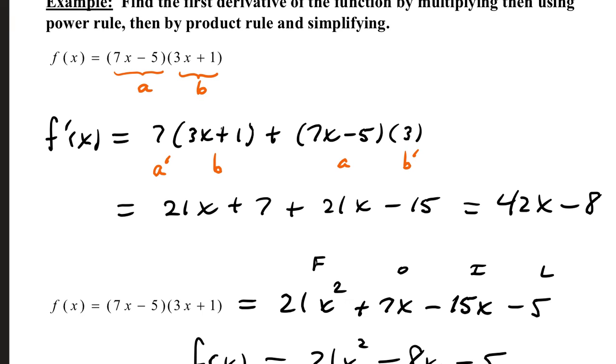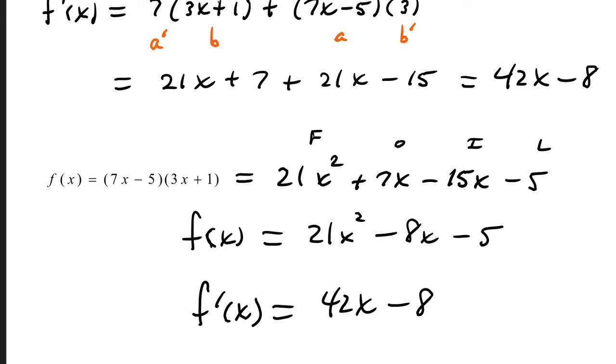If we multiply first and then use power rule, then we use the FOIL method, since we're multiplying two terms times two other terms. Our first terms give 21x squared. Outer terms is 7x. Inner terms, negative 15x. And last terms, negative 5. The outer and inner terms are like, so we have 21x squared, and this totals to negative 8x minus 5. Again, that's just a product. Now taking the derivative, we get 42x minus 8.